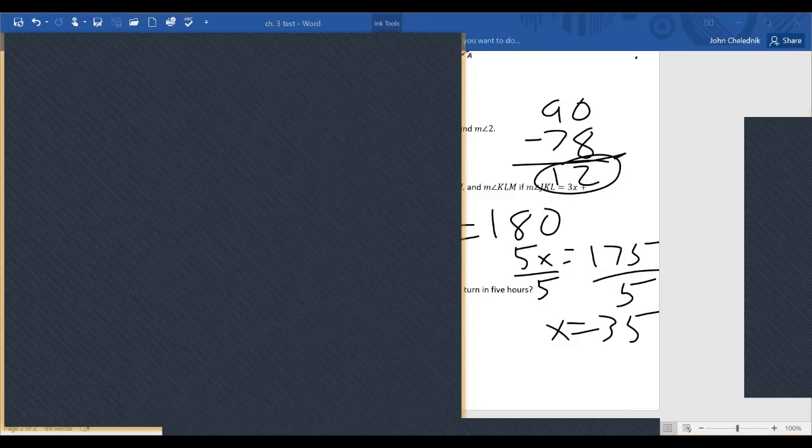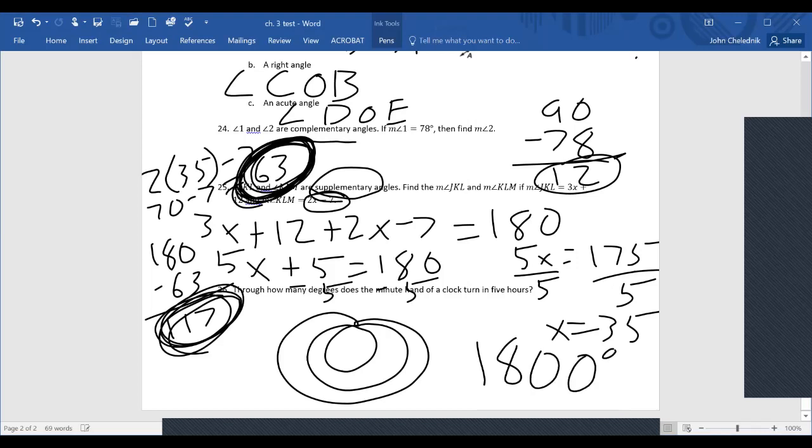We better actually use a calculator here, I suppose. So we're going to do 360 times 5. That's 1,800 degrees, 1,800 degrees.